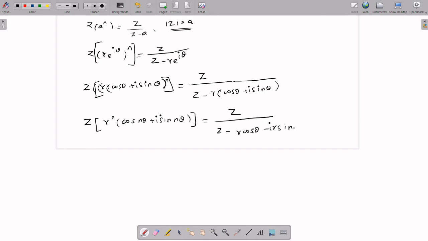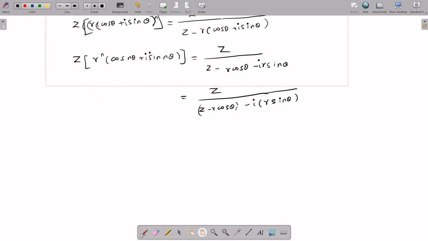Okay, so you can have this term equal to z by, you have to collect the real parts together and the imaginary parts together, z minus r cos theta minus i into r sin theta. You have to take the conjugate and make the denominator a real number. Okay, so we have to take the conjugate. As usual, the denominator should not have a complex number, so we will make it a real number. So we have to take the conjugate.